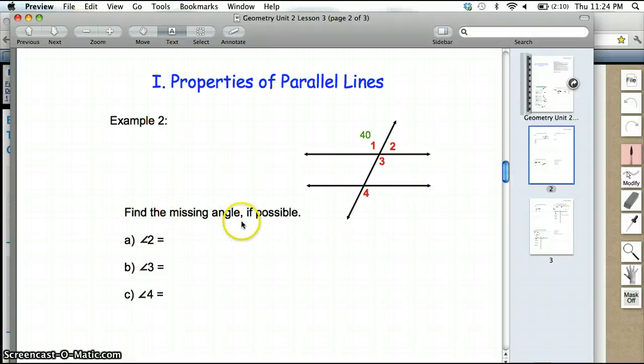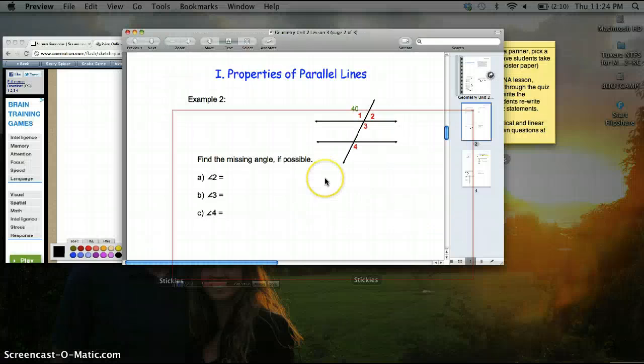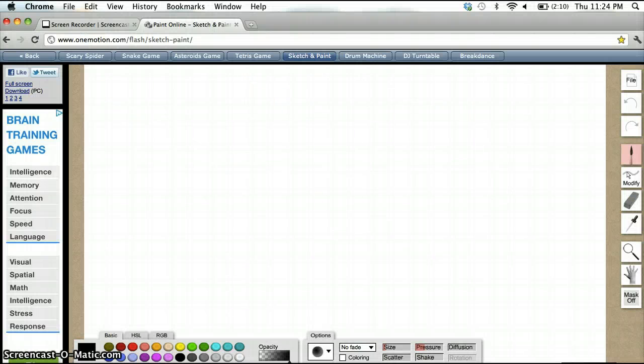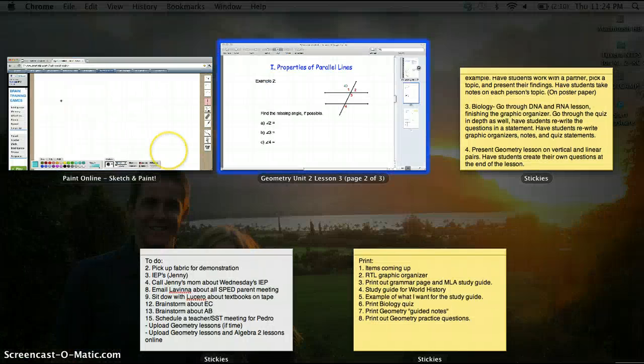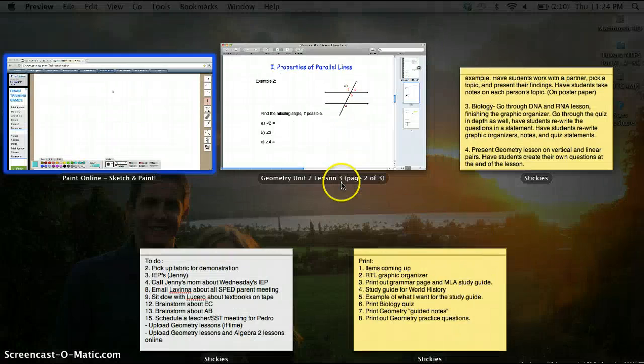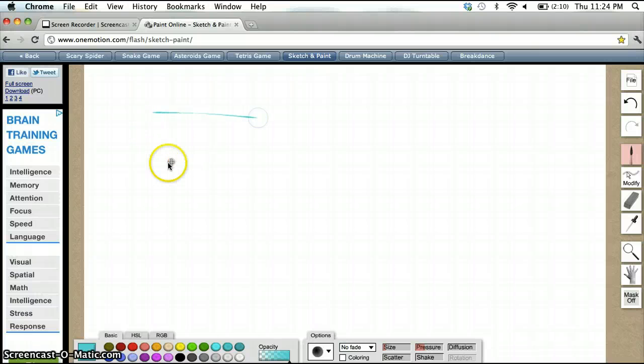It says find the missing angle if possible. So let's draw this out. You can actually just do it on your notes page; you don't need to draw it separately. We've got two parallel lines and a transversal. They're not going to be drawn perfect, so don't worry about that.